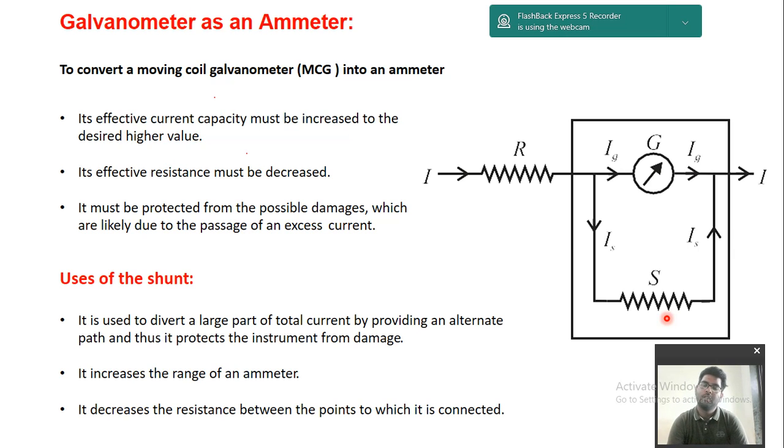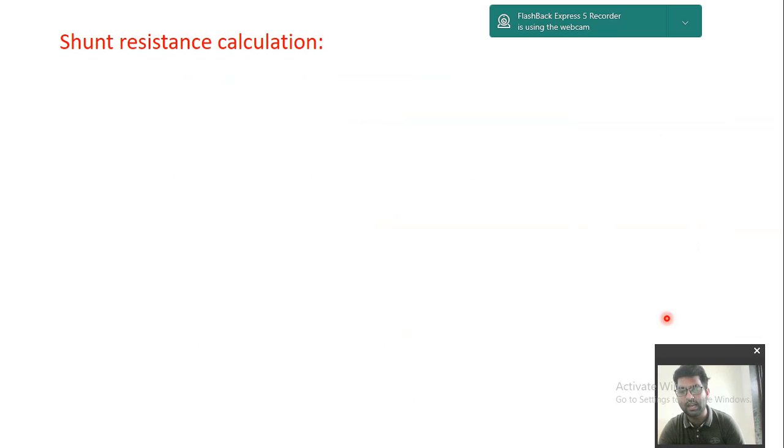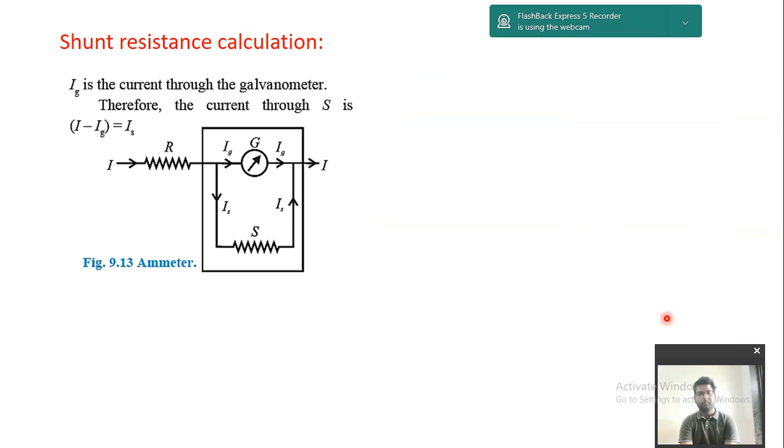Now let us see how we numerically identify this. So we will do the shunt resistance calculation. You see, Ig is the current through the galvanometer. A current I is passing from here and it will get divided between Ig and Is. So I can say I equals Ig plus Is.